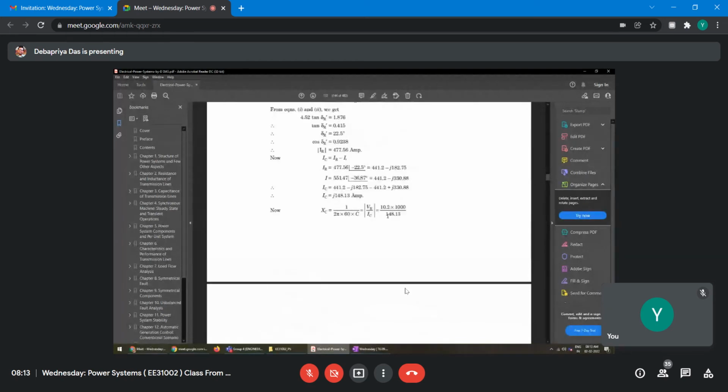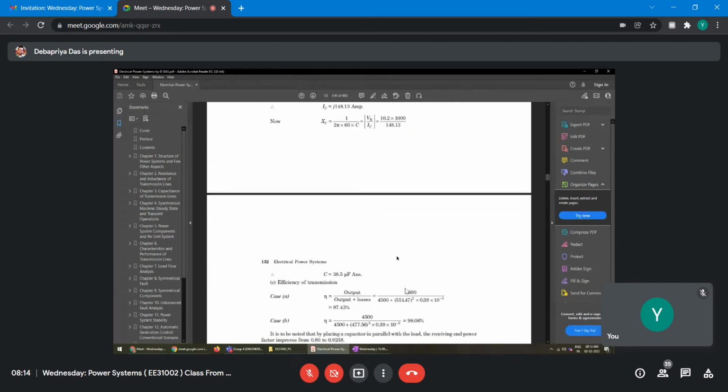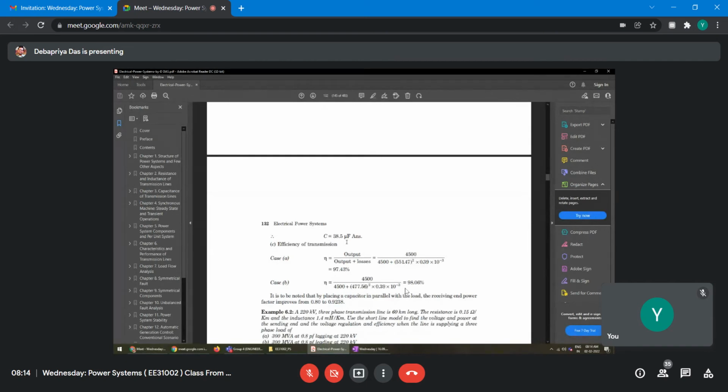Therefore, you can easily calculate what is IC, right? It is the current drawn by the capacitor. And we know XC is equal to 1 upon omega C in terms of magnitude, and is equal to the magnitude VR upon IC. Therefore, you will get the value of XC, from which we will get C is equal to 38.5 microfarad, right? And transmission efficiency is output by output plus losses.